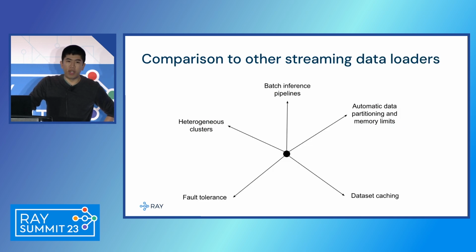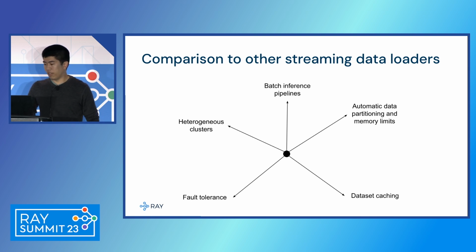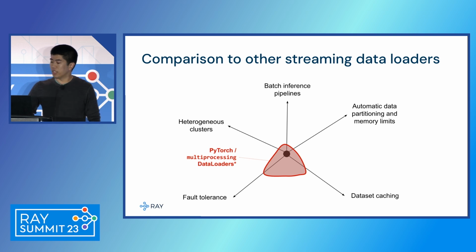Another interesting comparison is how does streaming compare to other streaming data loaders out there? Like you might be familiar with PyTorch data or TF data. There are many of these things out there. So one way of looking at this is along these dimensions. Multi-processing-based data loaders can support some of these functions that usually have some sort of caching and fault tolerance, but are a little bit more limited for things like partitioning data across the cluster or supporting heterogeneous clusters or anything that involves nodes of the cluster working together.